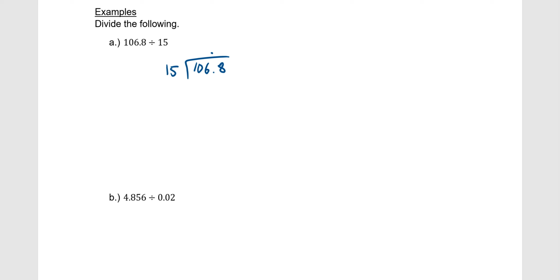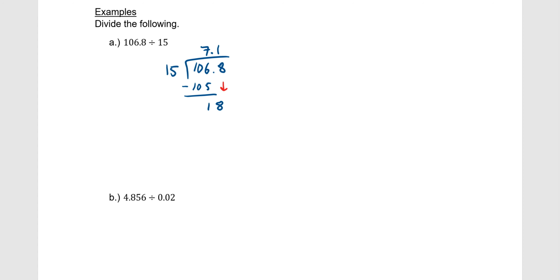And we're going to say how many times does 15 go into 106? It goes in 7 times. So 7 times 15 is 105. We subtract and we get 1. And then we're going to bring down the 8.